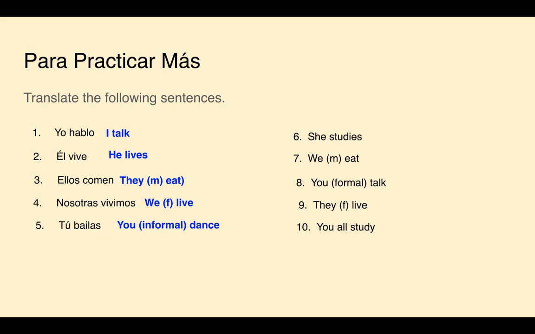¿Cómo se dice we, and it's a mixed gender, a masculine group, we eat? ¿Cómo se dice you talk, and you're doing the formal you? Número 9, ¿cómo se dice they live, and it's a group of girls? Y número 10, ¿cómo se dice you all study? Once again, pause your video while you write down the answers, and then unpause it to check your work.